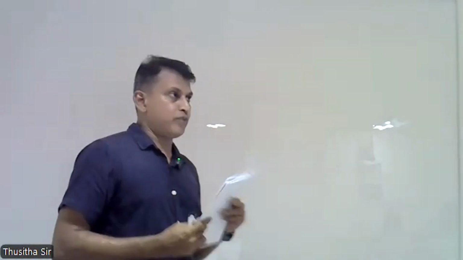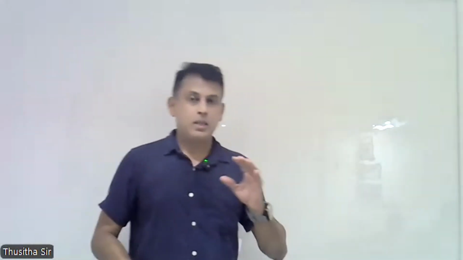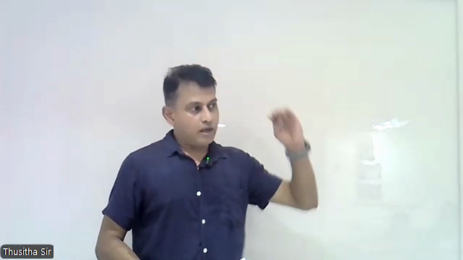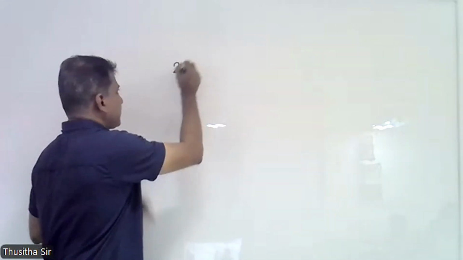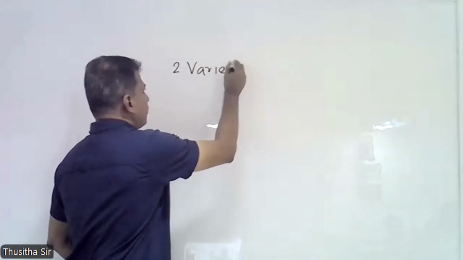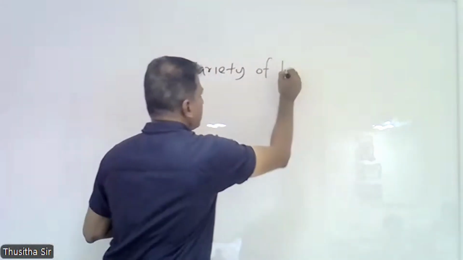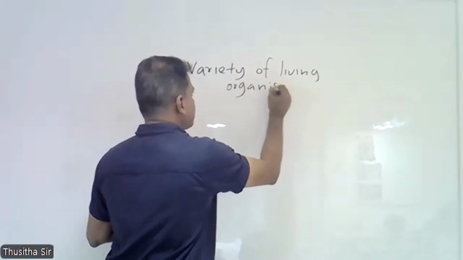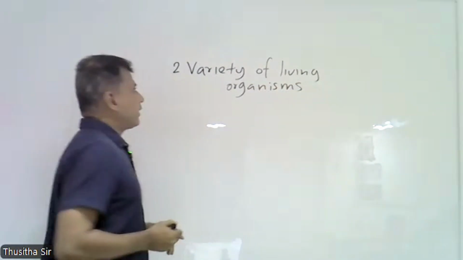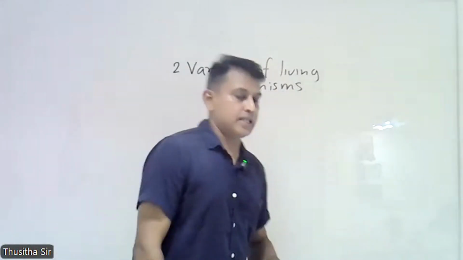Okay, the second lesson under the first main lesson, the nature and variety of living organisms. Under that, the second lesson is the variety of living organisms. Number 2, second lesson: variety of living organisms. Variety of living organisms is the second lesson, right?